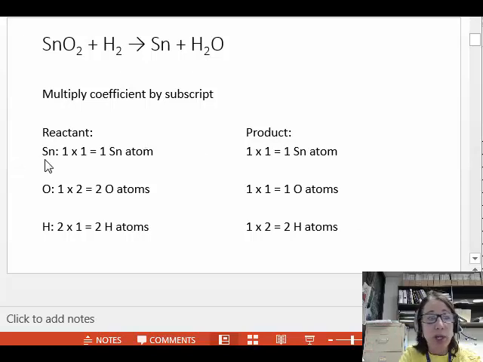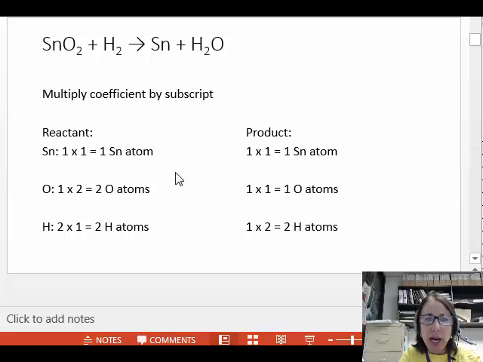Looking at our second chemical equation, let's start with tin. On the reactant side, we multiply the coefficient of 1 by the subscript of 1 for tin for a total of 1 tin atom. On the product side, we multiply a coefficient of 1 by a subscript of 1 for a total of 1 tin atom. Tin is balanced. Let's look at oxygen next. Multiplying a coefficient of 1 by a subscript of 2, we get 2 oxygen atoms on the reactant side. On the product side, we multiply a coefficient of 1 by a subscript of 1 to get 1 oxygen atom. This equation is not balanced.